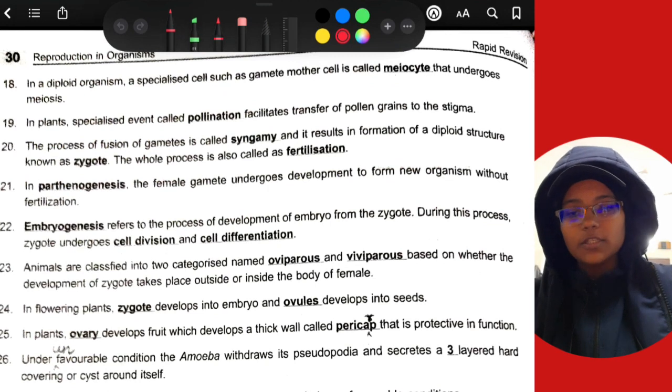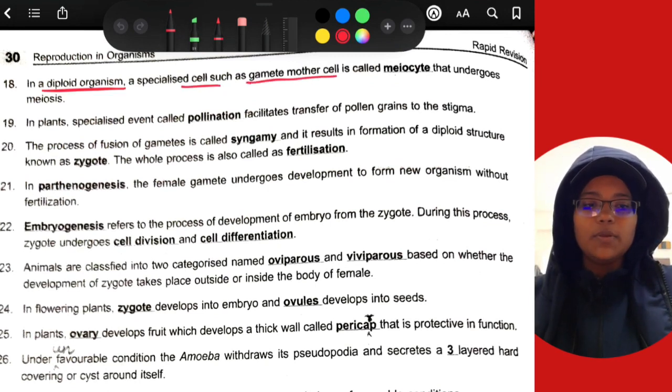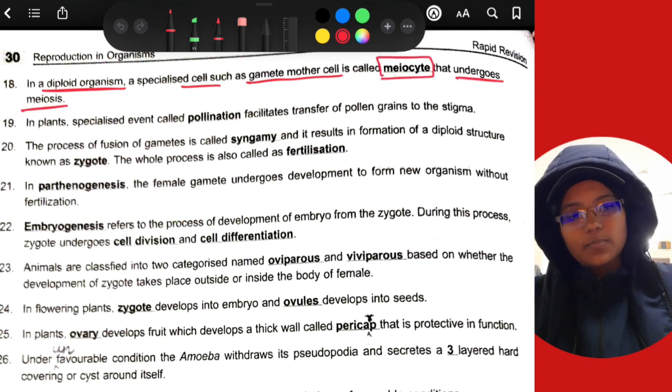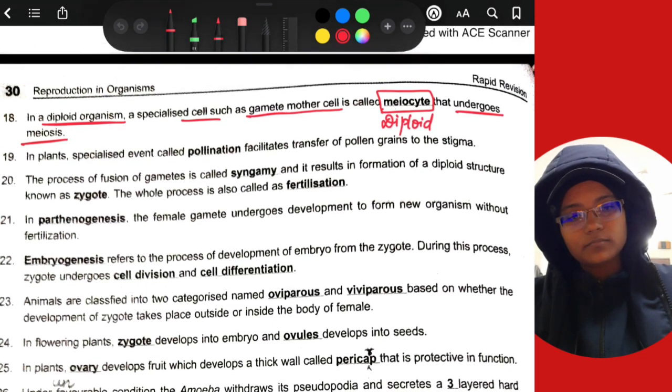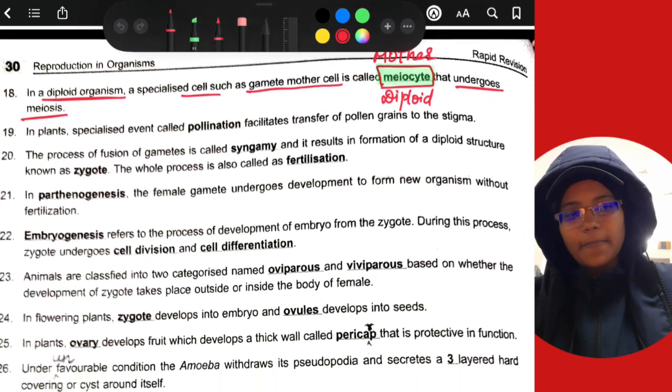In diploid organisms, specialized cells such as the gamete mother cell are called meiocytes, which undergo meiosis. This is diploid and it represents like a mother, called meiocyte, which undergoes meiosis.